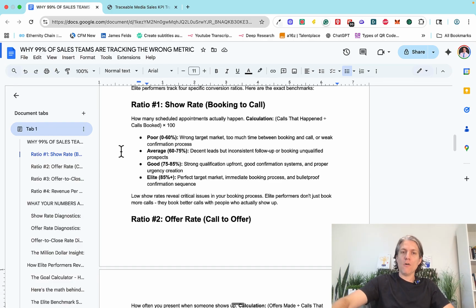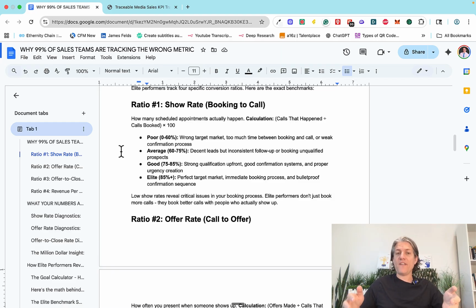Now we're going to go over the poor, average, good, and elite. Again, take these with a grain of salt, but it gives you a very good idea of what's happening with your sales process when you track these numbers. Poor, 0 to 60%: you probably have the wrong target market, too much time between booking the call, or a weak confirmation process or pre-call flow. Average, 60 to 75%: decent leads, but inconsistent follow-up or booked unqualified prospects.